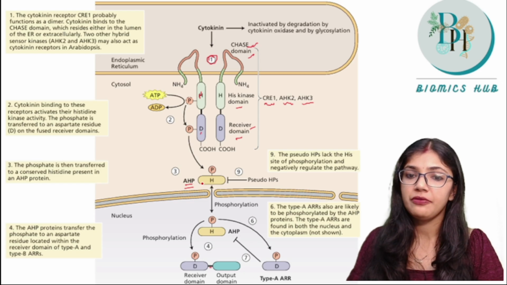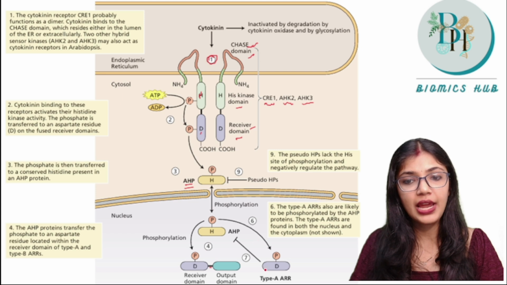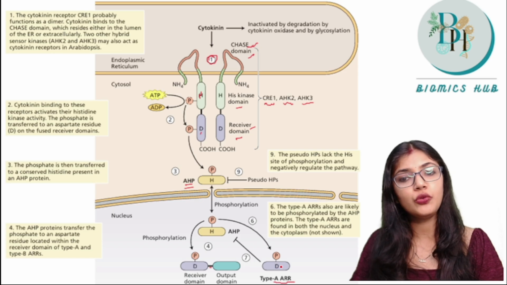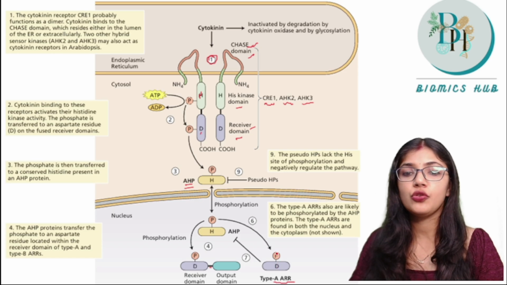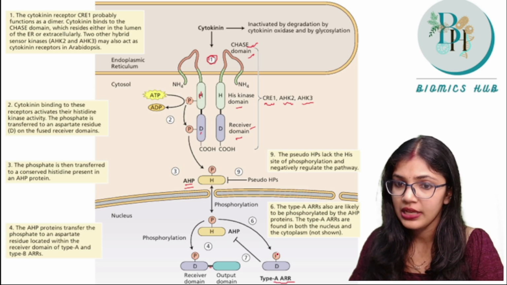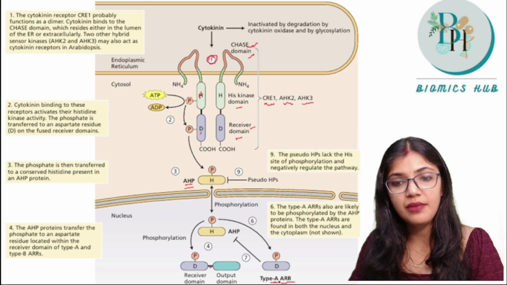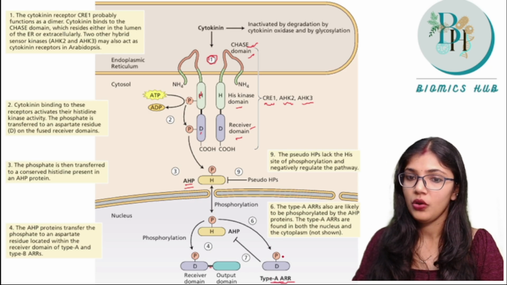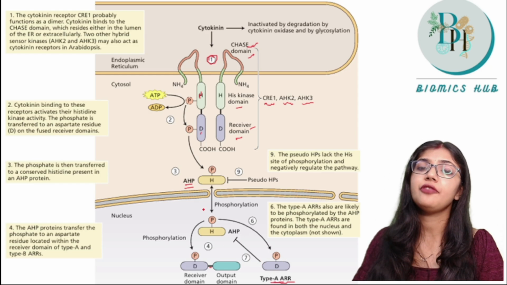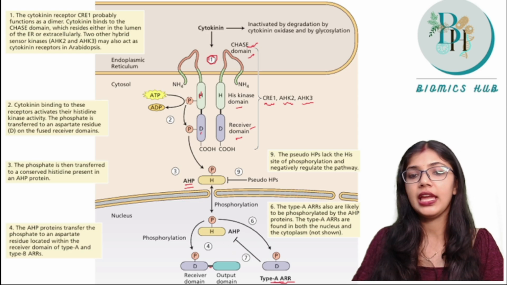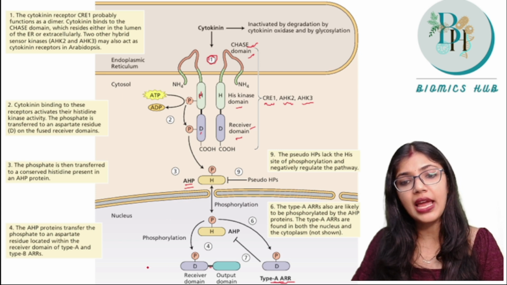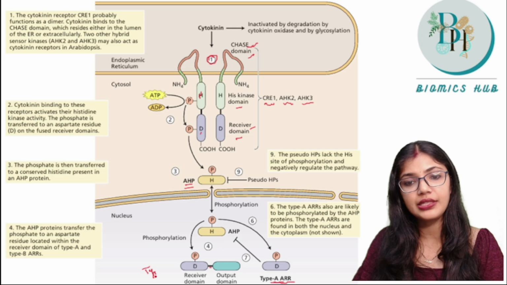This AHP can also phosphorylate type A ARRs, which also have an aspartate. So this AHP, which is carrying the phosphate, can transfer it to the aspartate of the type A protein. When this type A protein is phosphorylated, it negatively regulates this by inhibiting the AHP. This is type A ARRs and this is type B ARR.